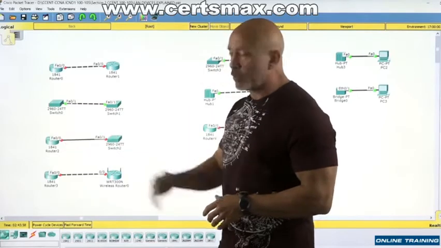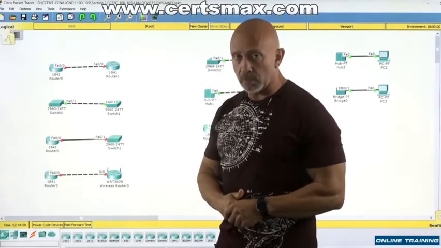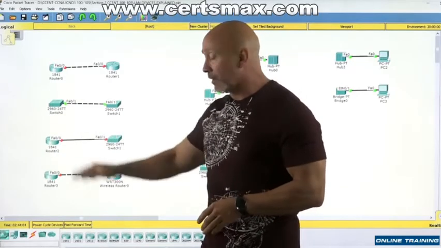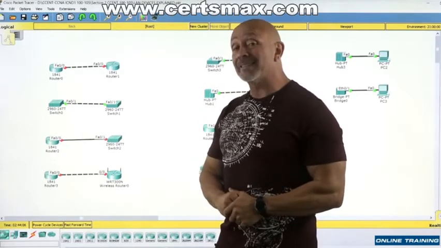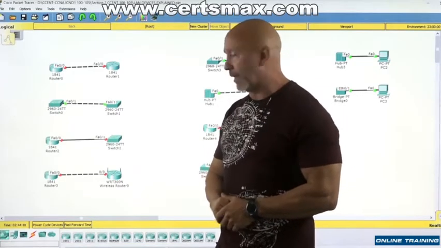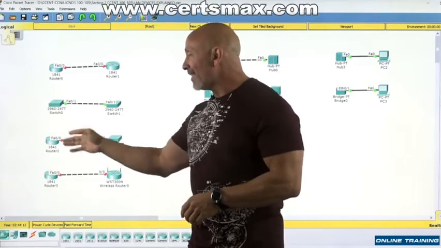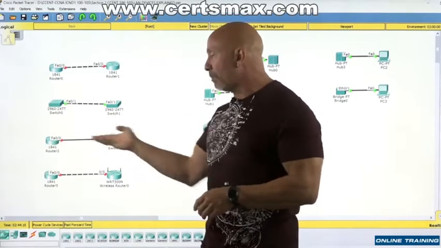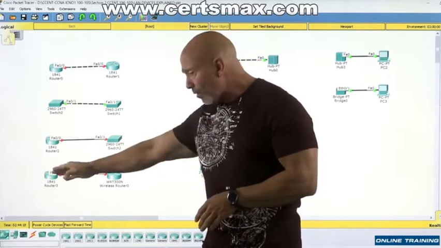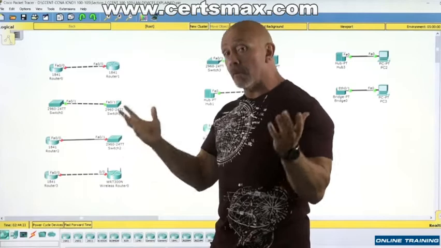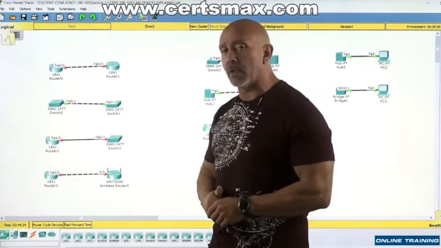Router to switch, straight through. These are not similar devices. So for devices that are not similar to each other, okay, you will use the same standard, either 568A on both ends or 568B on both ends. Router to wireless router, crossover cable. It's a router, so the pinouts are similar.